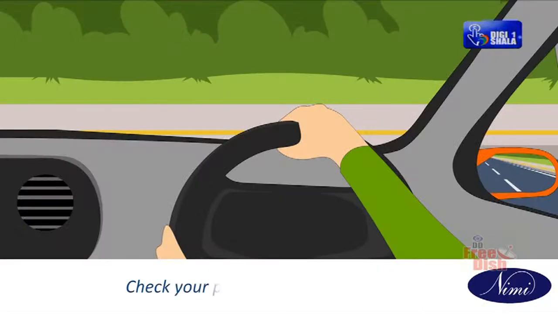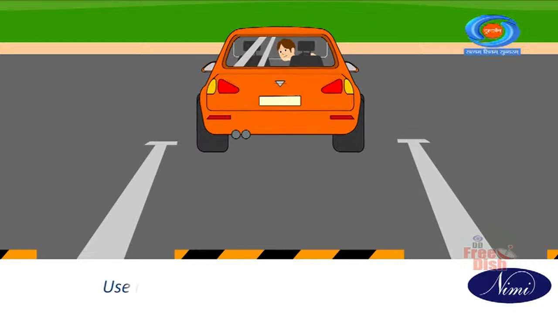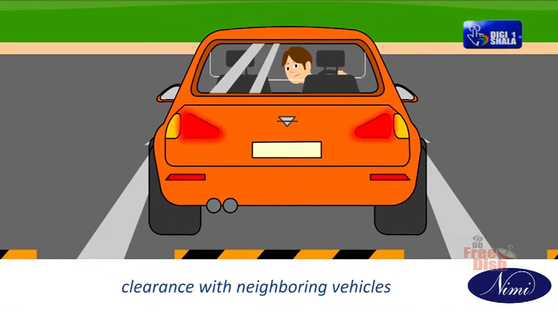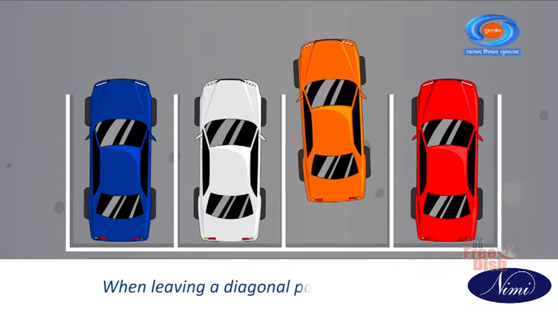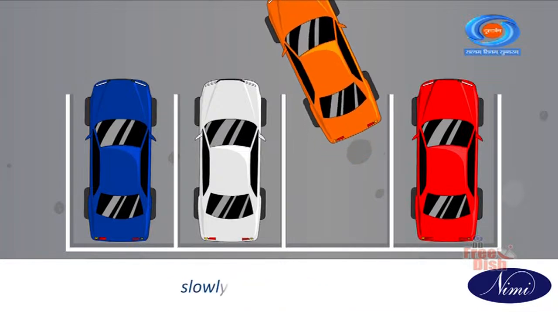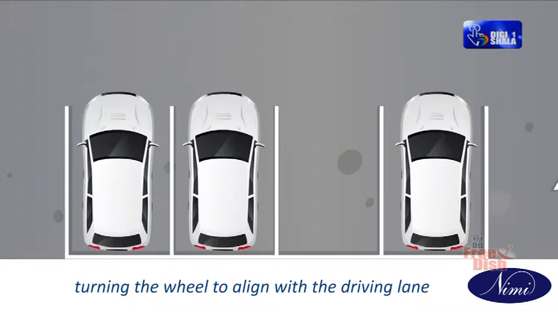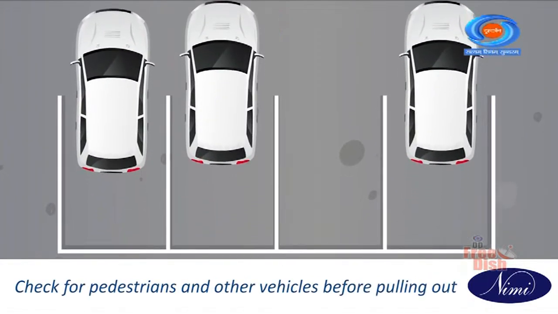Adjustments. Check your position within the space and adjust as needed to ensure you are centered. Use mirrors and turn your head to check clearance with neighboring vehicles. Exiting the space. When leaving a diagonal parking space, slowly move forward, turning the wheel to align with the driving lane. Check for pedestrians and other vehicles before pulling out.